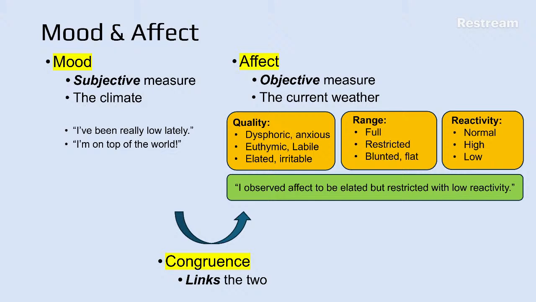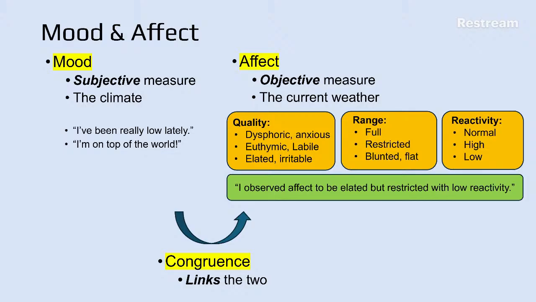So for low moods, you've got dysphoric or anxious moods. And then for normalish moods, you've got euthymic or even labile moods, so it can go up and down. And then for high, you've got elated or irritable moods. So these are your manic moods, right?